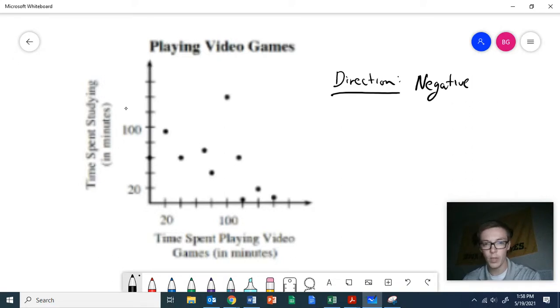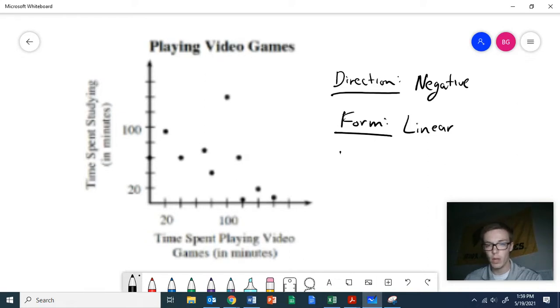It's going down from left to right. As time spent playing video games increases, the amount of time studying decreases. So that means it's negative. What about the form? This form is linear. It's got that linear kind of pattern. Now I know they're kind of spread out, but that's okay. It still has that linear pattern, so we're going to say linear for the form.